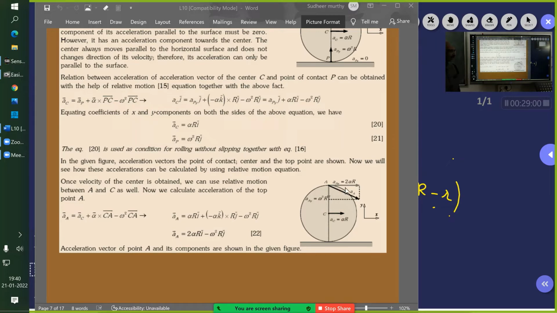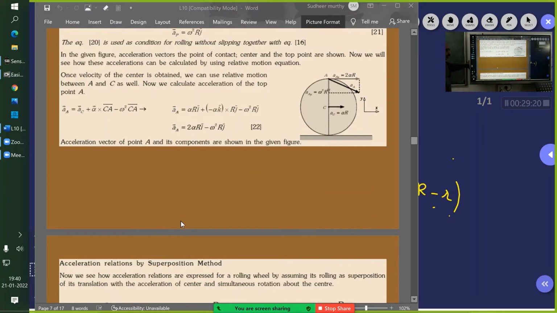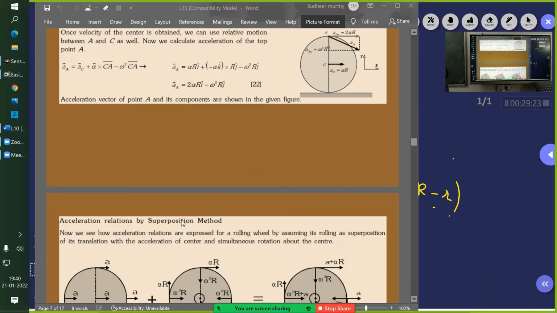So to be fair enough, AAX is equal to 2 alpha r I cap, and if you have already taken this as J cap, this will be minus J. Okay, this is it. These are not difficult things, but you have to be cool and calm. Then you will definitely see all this. In a hurry, you miss out. The best technique to handle this is you look at x component separately and y component separately.